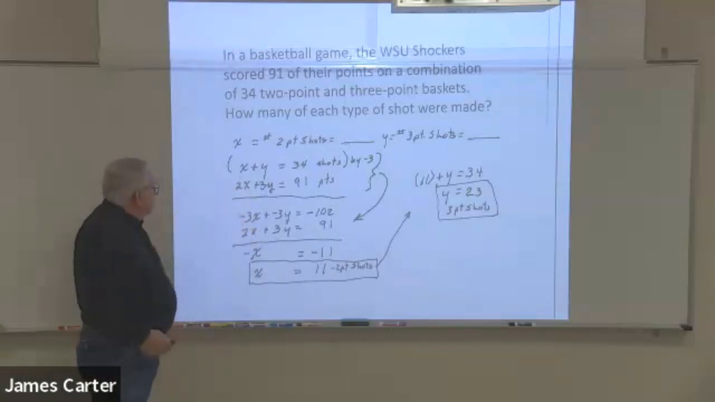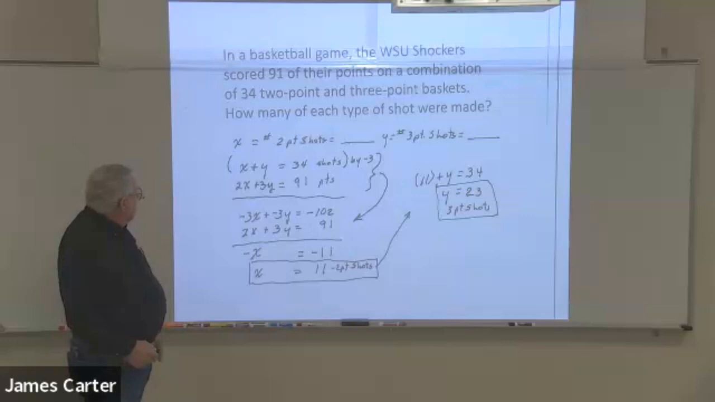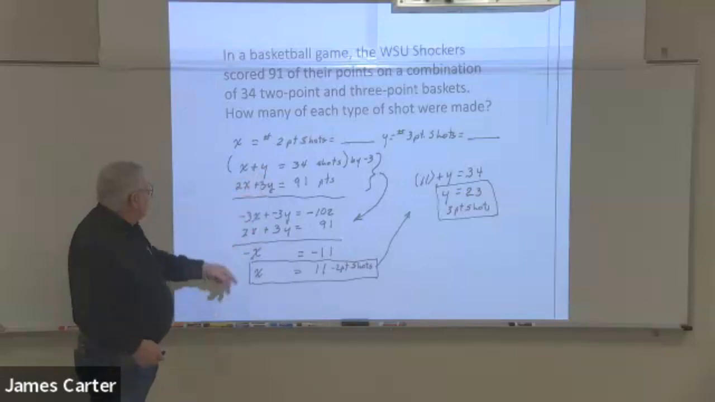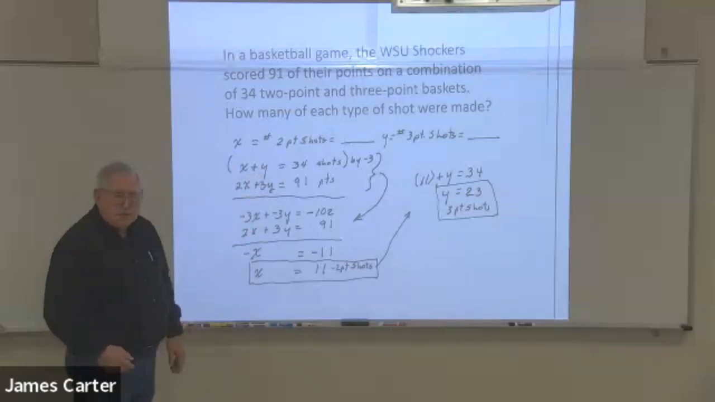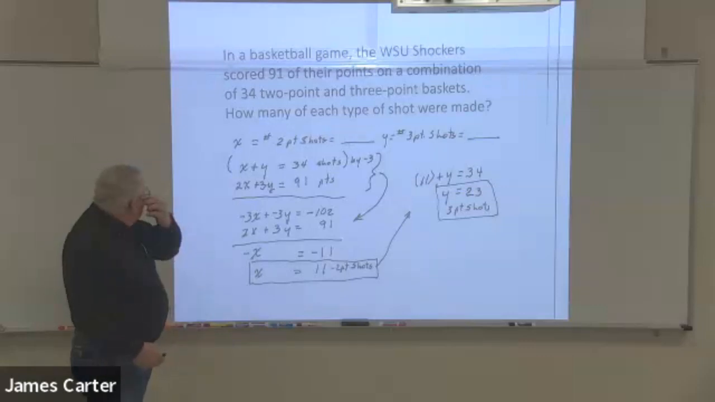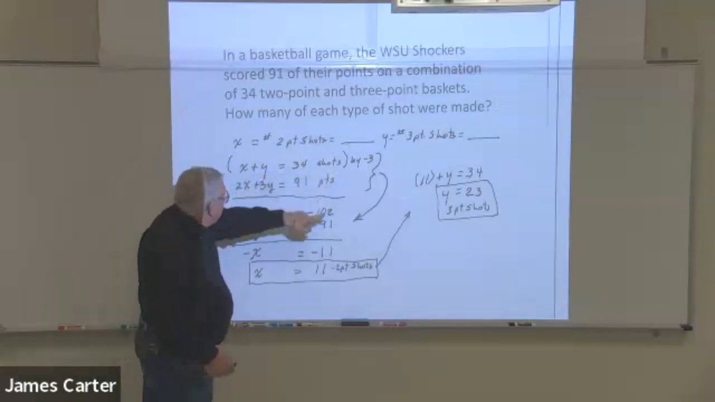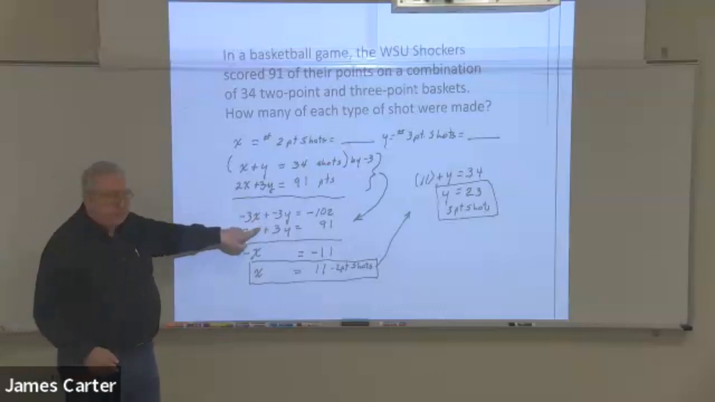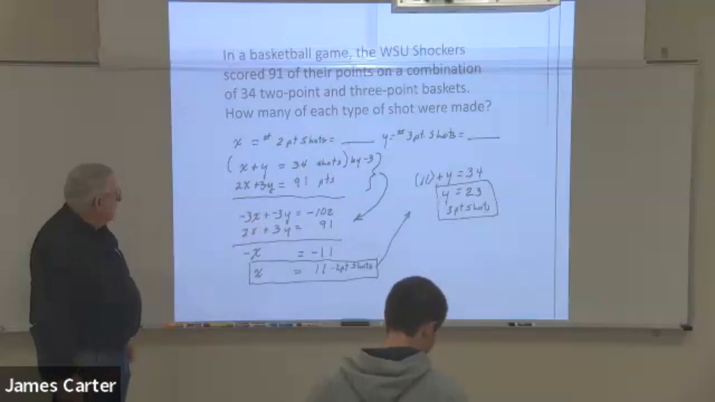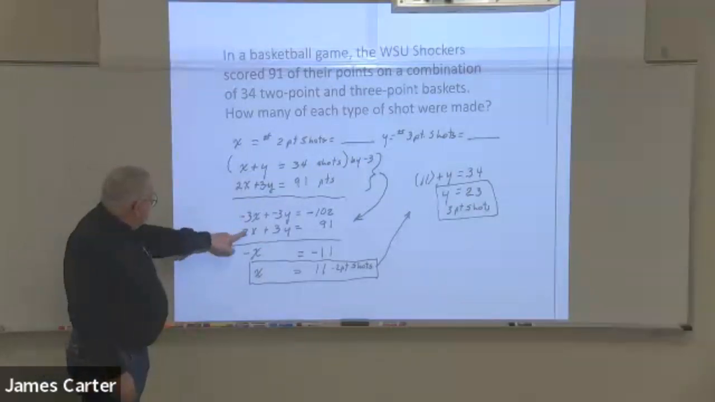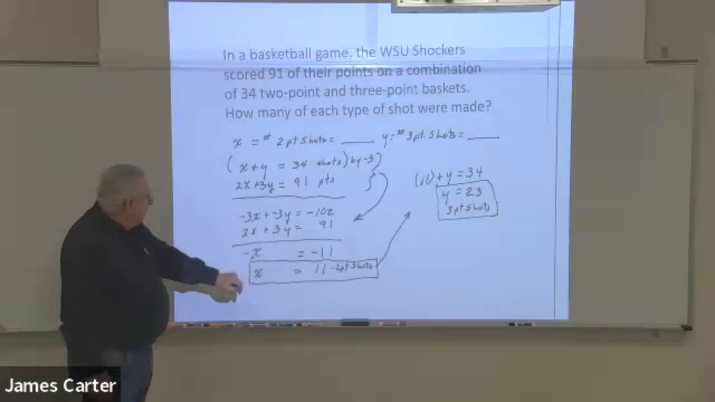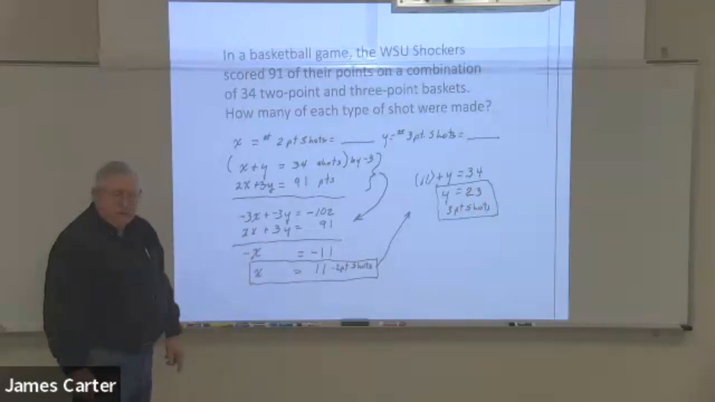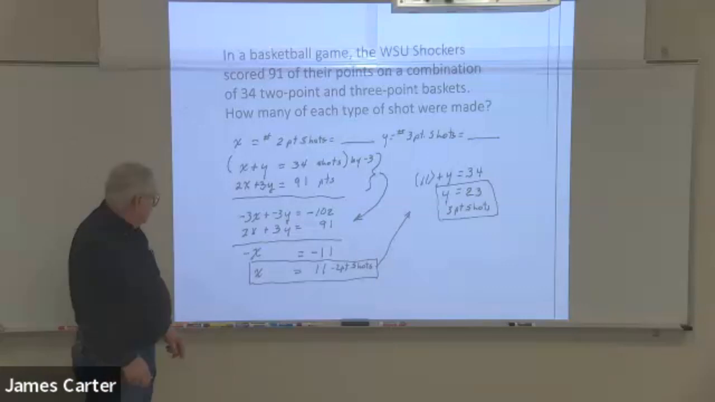Well, I got to find an opposite pair. In this case, I chose it to be the Y's. It could have been the X's just as easily. In this case, I multiplied everything in this equation by -3, resulting in this modified equation. The other one I just brought down. I combine them, and I get negative x equals negative 11, x equals 11, 2-point shots.